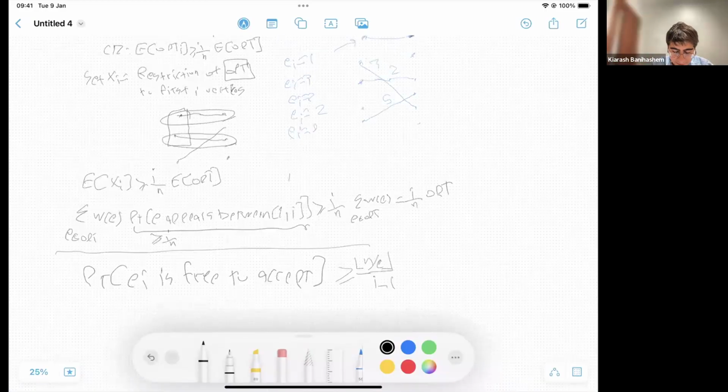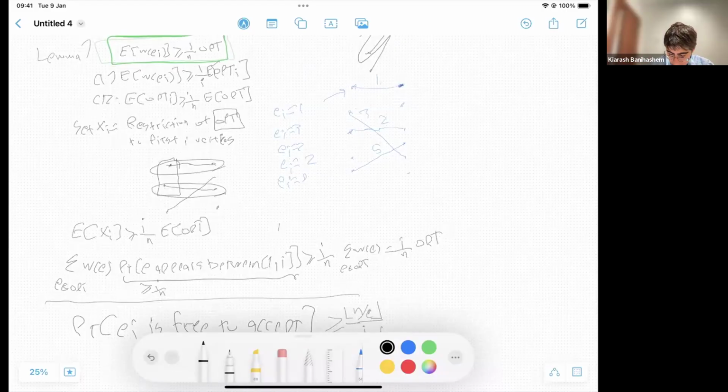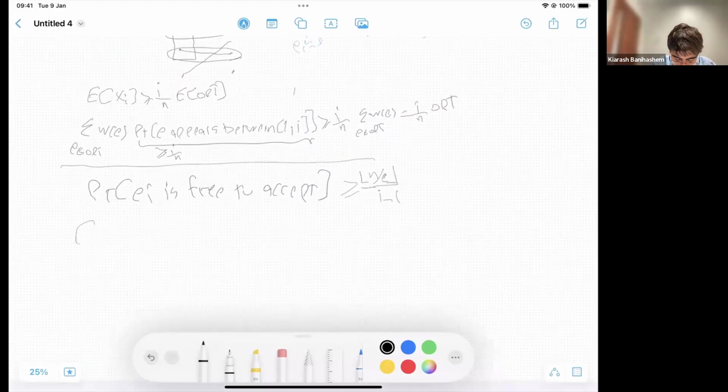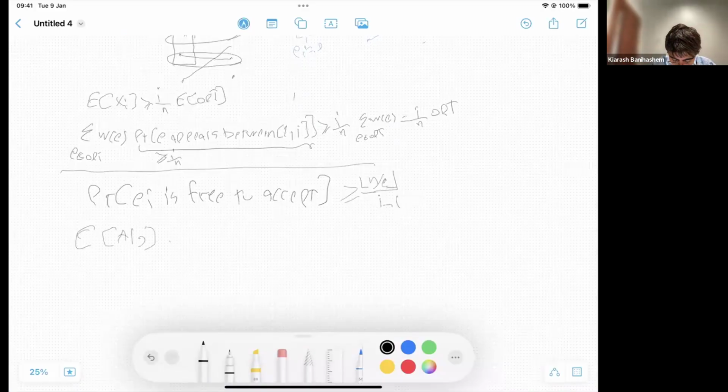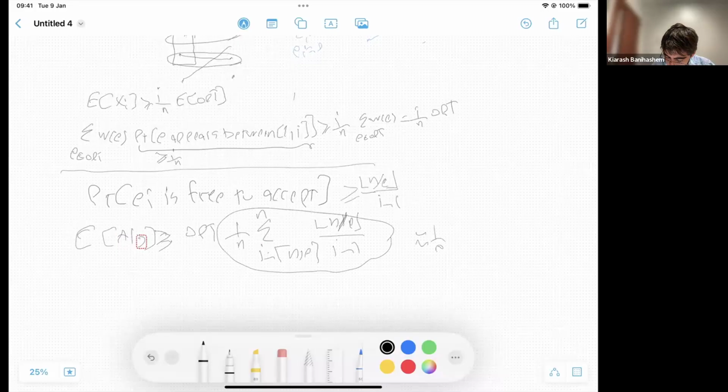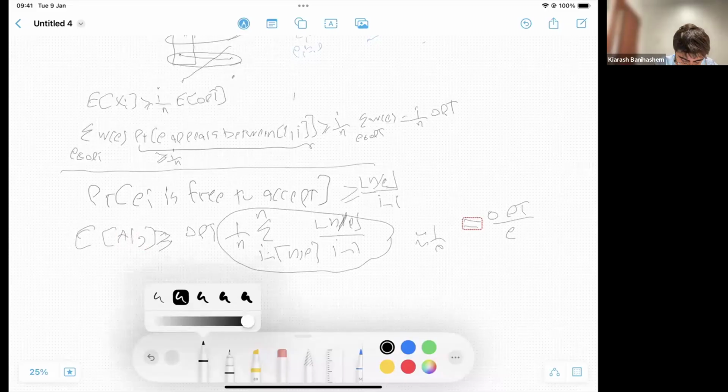The only difference is that I have a factor of opt here. Once I show that, then the expectation of alg is going to be lower bounded by opt times 1 over n, the sum over i equals n over e to n of n over e divided by i minus 1. As before, I know this is going to be roughly 1 over e. So in total, for the whole thing, I'm going to get opt divided by e. So I just need to show this inequality, which I'm going to call lemma 2.